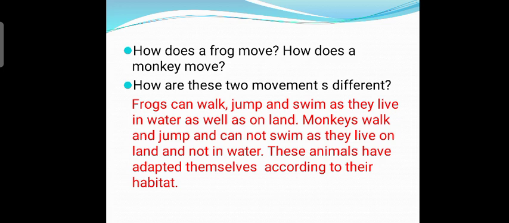How does a frog move? How does a monkey move? How are these two movements different? So frogs can walk, jump and swim as they live in water as well as on the land. And such animals are called amphibians as they are living on land as well as in water. Monkeys walk and jump and cannot swim as they live on land and not in water. So we can see that the place of living is affecting the movement of the animals, and this is all called about the adaptation. These animals have adapted themselves according to their habitat. Habitat is a natural place of living, which we already discussed in the previous blocks.